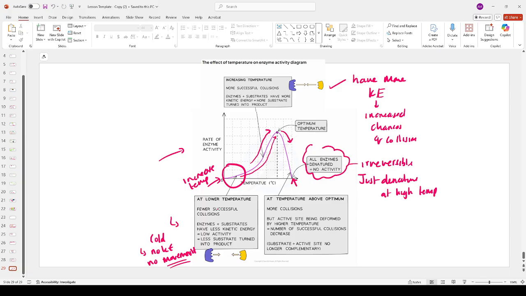Right, okay. Also, we're getting there. We're getting there. Everyone okay with that diagram? We're moving on. Okay.